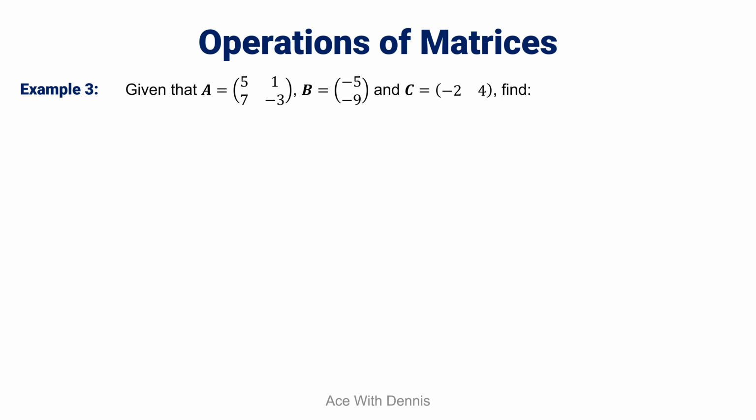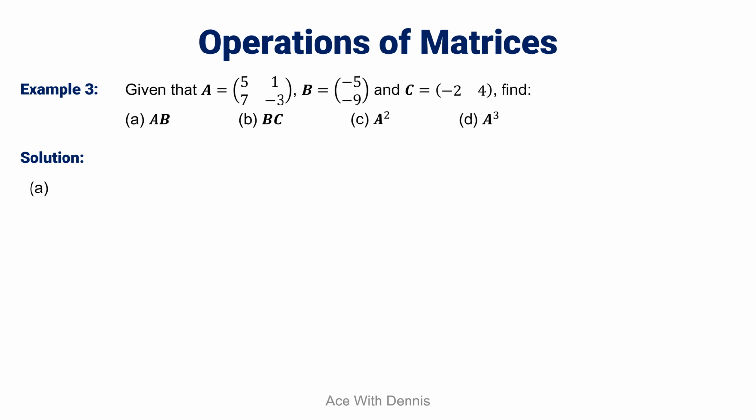Example 3. Given that matrix A is 5, 1, 7, negative 3, matrix B equals negative 5, negative 9. Matrix C equals negative 2, 4. Find A. Matrix A times matrix B. B. Matrix B times matrix C. C. Matrix A squared. And D. Matrix A cubed.